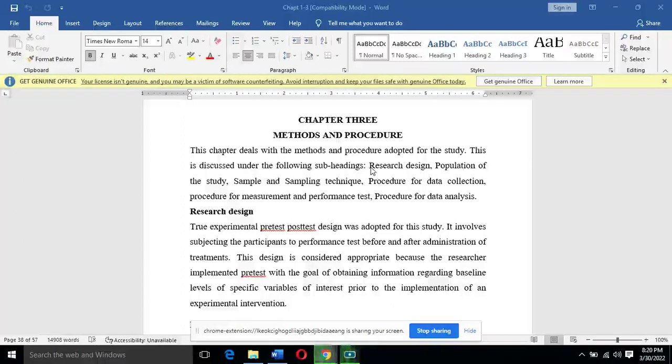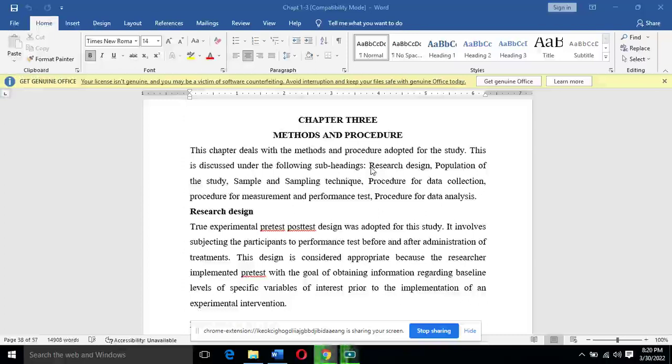We also looked at chapter two, the literature review: how you can write an appropriate literature review, and what steps are required in writing it. So today, we look at chapter three, which is the methodology, research methodology.